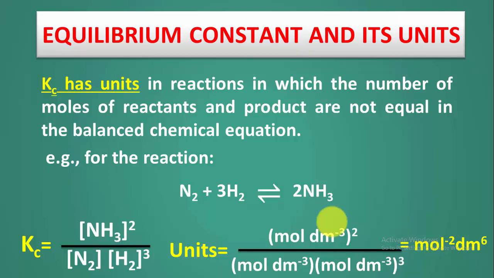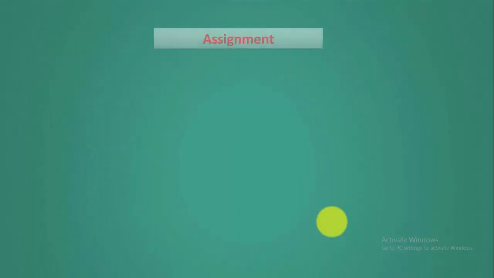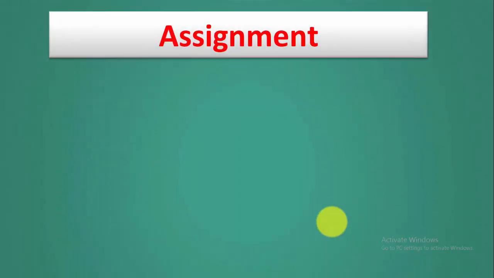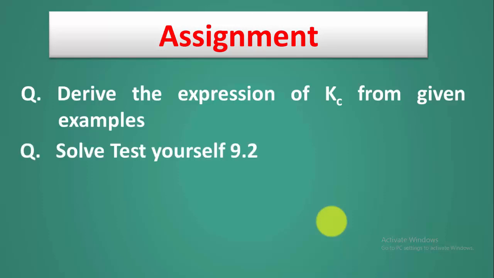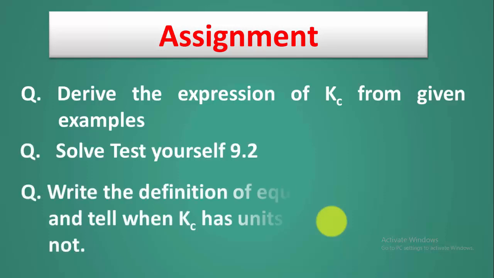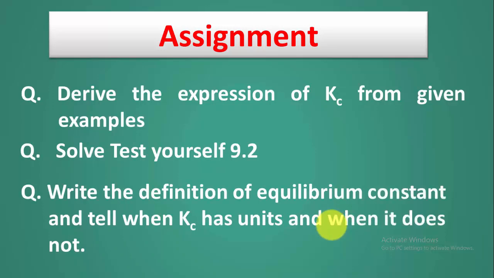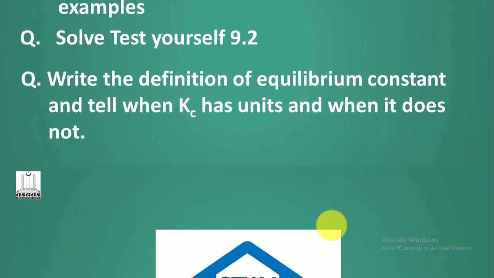Okay, it's over to you now, dear students. Thank you very much. And in the end of this lecture, I have an assignment for you to learn and practice. So dear student, derive the expression for Kc of the given examples. Solve the test yourself 9.2 and write down the definition of equilibrium constant expression and tell when Kc has units and when it does not.